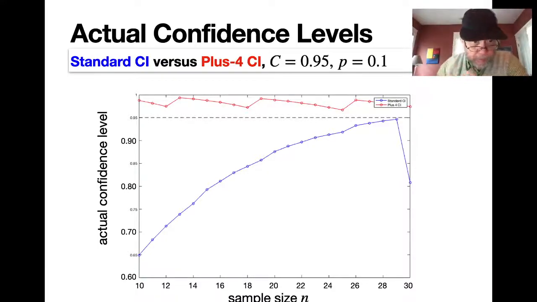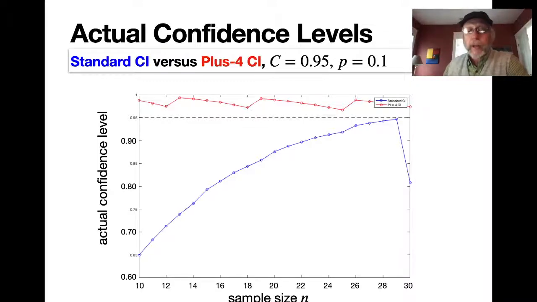For sample sizes of like 10, we're seeing a true confidence level of 65%. Remember, these are all calculated as 95% confidence intervals. On the other hand, the red curve for the +4 intervals, you're again seeing that they consistently perform at least 95% and often much better than that. So the +4 method is a definite improvement over the standard techniques when the sample sizes are small.